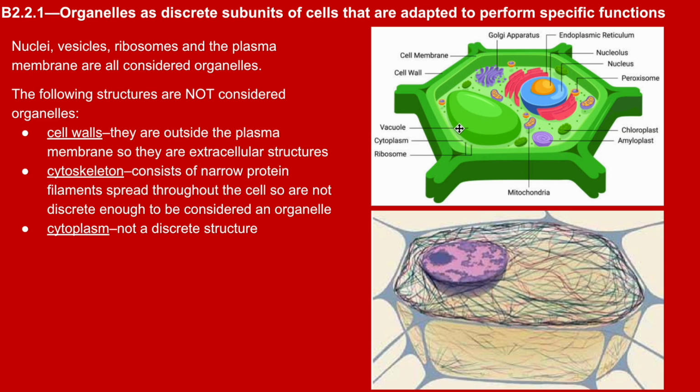The plasma membrane, okay, is what determines what goes in or out of the cell, and the cell wall is outside of the plasma membrane, so it's technically extracellular on a plant or a fungi, which also has a cell wall. Okay, the cytoskeleton, which is within the cell, is not a discrete structure, so it's not technically an organelle, and nor is the cytoplasm, the liquid that makes up the inside of the cell.